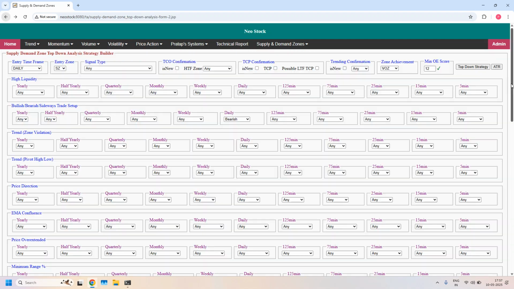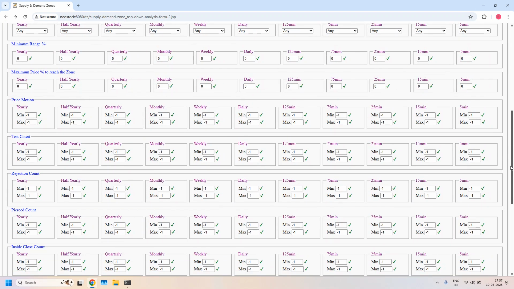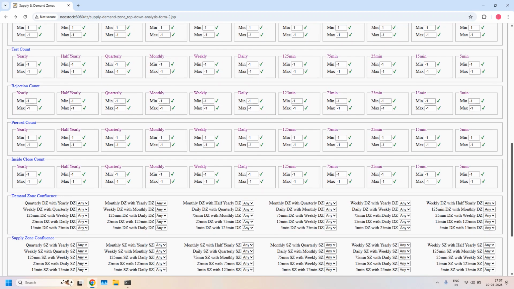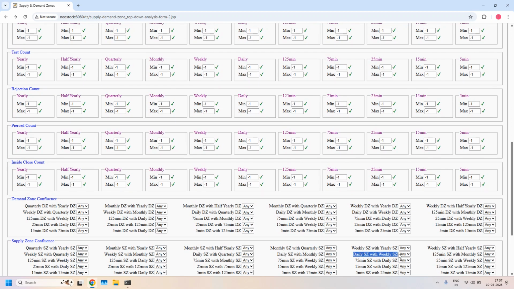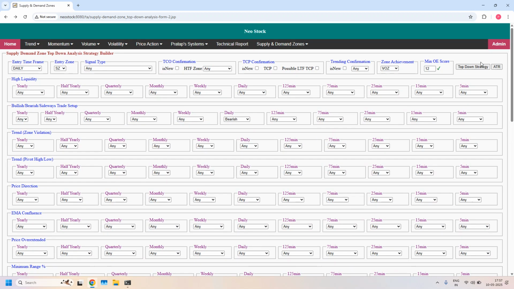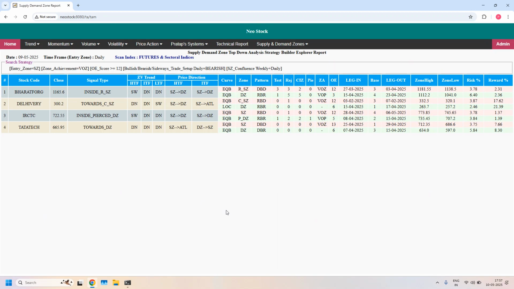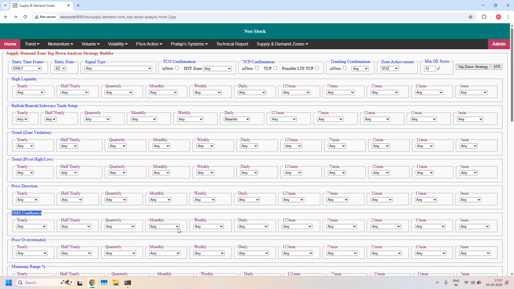First filter is LTF and ITF supply zone confluence. That is a daily and weekly supply zone confluence. By enabling the filter, out of 4 stocks, we got all 4 stocks. That means in all the 4 stocks, these daily supply zones are overlapped with weekly supply zone. And weekly trend is down in all the stocks. So let's further filter this list based on weekly supply zone having weekly EMA confluence.